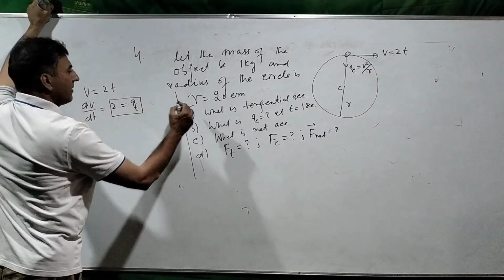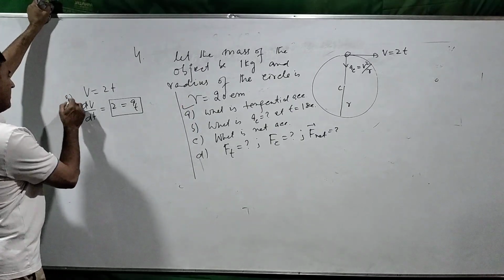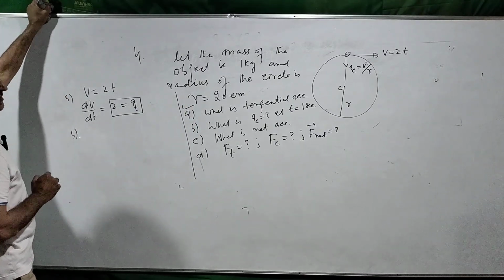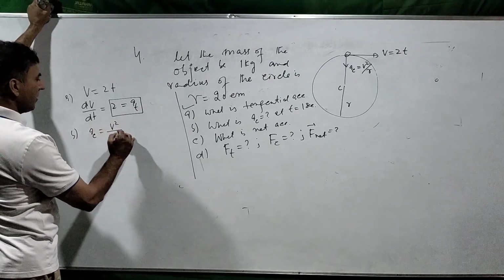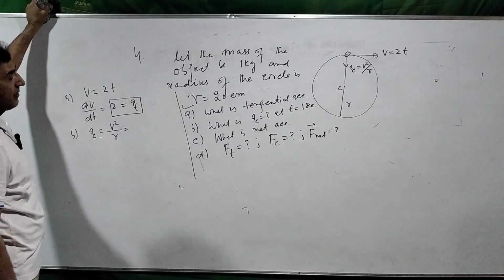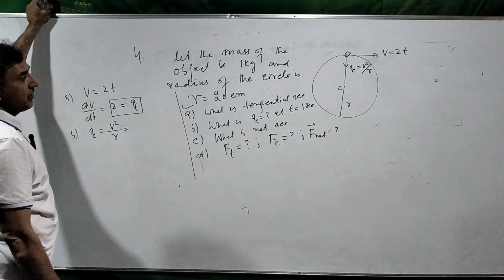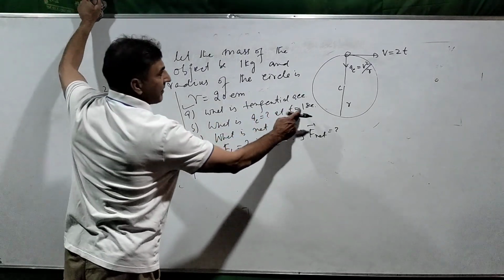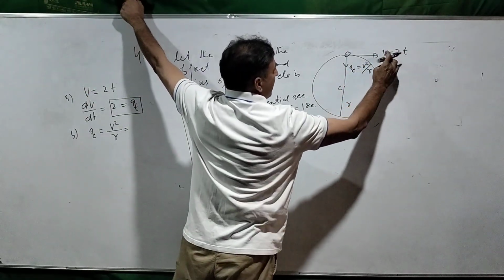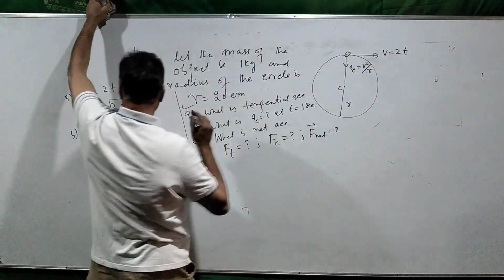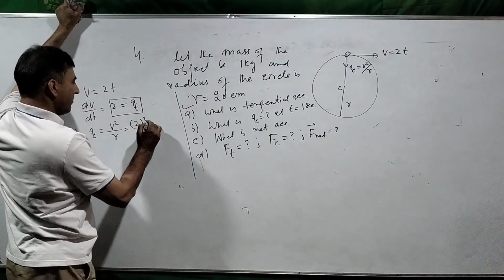That was A. What about B? B is, what is centripetal acceleration? a_c is equal to v square by r. What is v? It is v at 1 second. Directly read from here: at 1 second, v is equal to 2 into 1, that is 2. So it is 2 square by r.